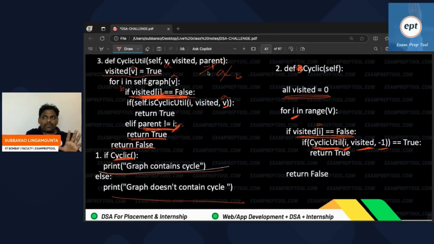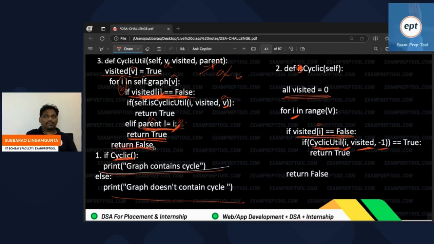Just I want to ask you one thing. What is the parent? Let us assume that parent is A. I is B. See, I is B. Parent is A. So A not equal to B. Just check both. They both are not the same. Right? If they both are not the same, true. Cycle happened. If they both are the same, then I think cycle is not there.